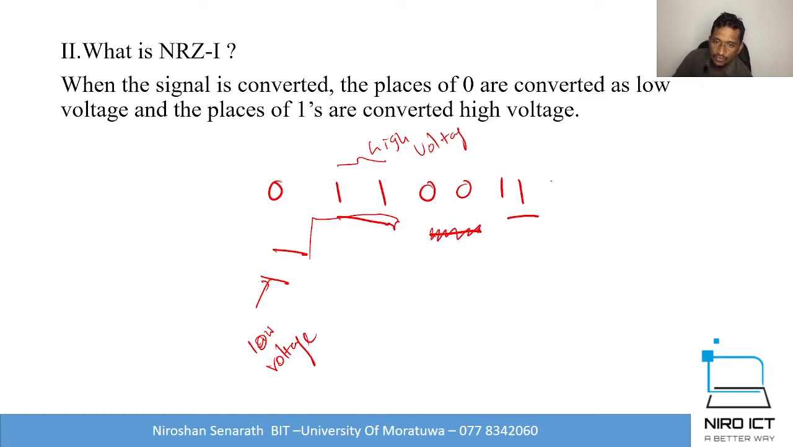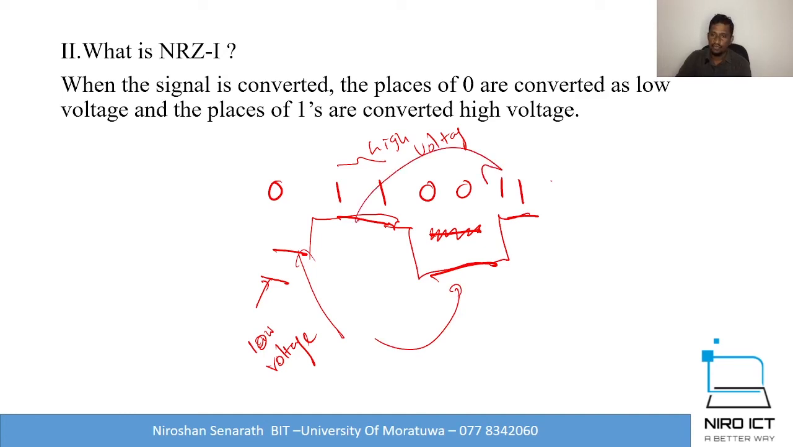I think this is wrong, and this one, because those are low voltage places, right? So these are the places which belong to low voltage, and this belongs to high voltage. So I think that is clear for you.